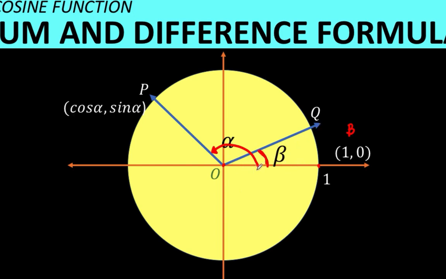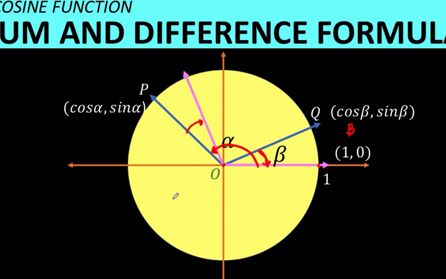That means if the measure of angle POB is alpha, then the coordinate of point P is (cosine alpha, sine alpha). And if the measure of angle QOB is beta, then the coordinate of point Q is (cosine beta, sine beta). Now, let's draw another angle by rotating angle POQ. In other words, we just push this angle this way, and we also push this angle going this way. This implies that these two angles are equal.